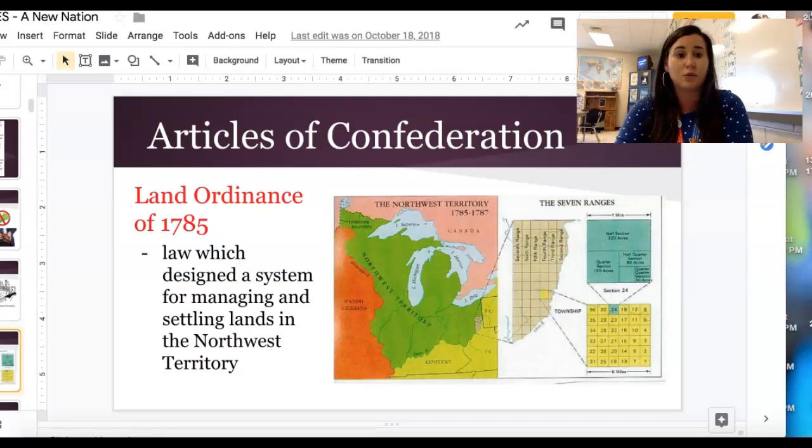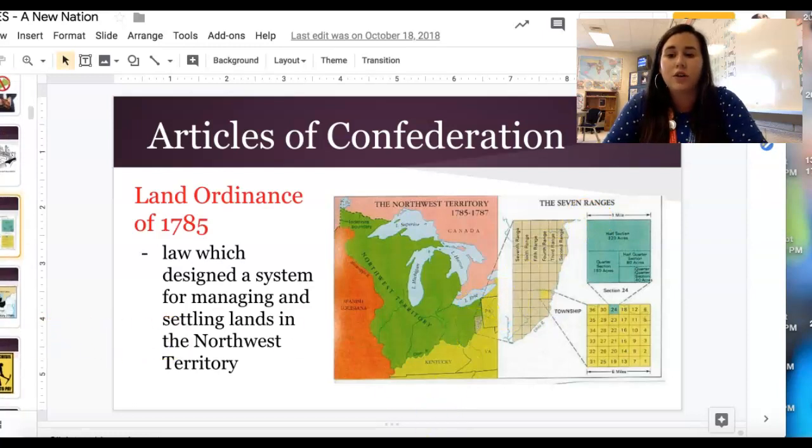The Congress was able to accomplish a few important things under the Articles of Confederation, most of them dealing with settling the newly acquired lands in the Northwest Territory, the Ohio River Valley. So the Land Ordinance of 1785 was a law which designed a system for managing and settling the lands in the Northwest Territory. We see here it developed a plan for establishing a township within these areas.